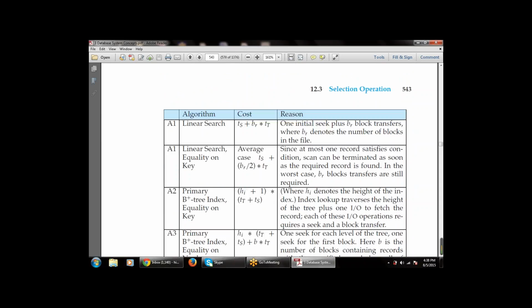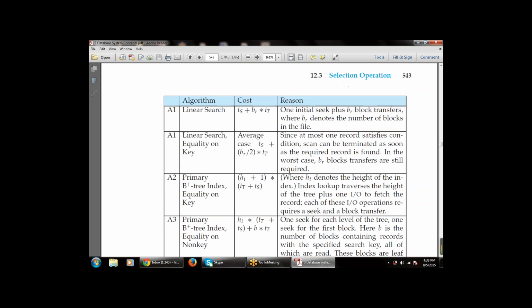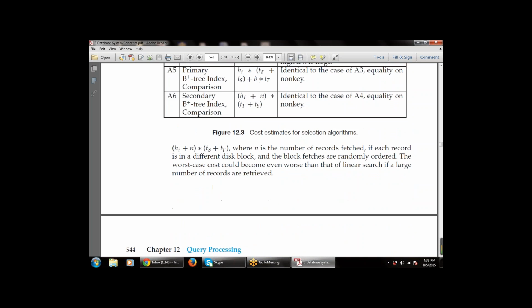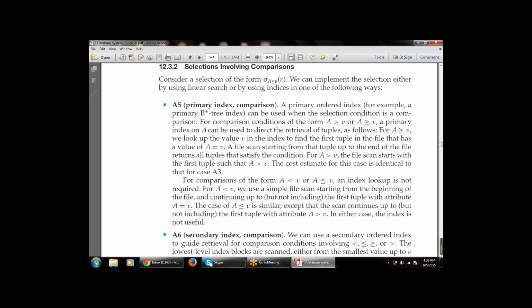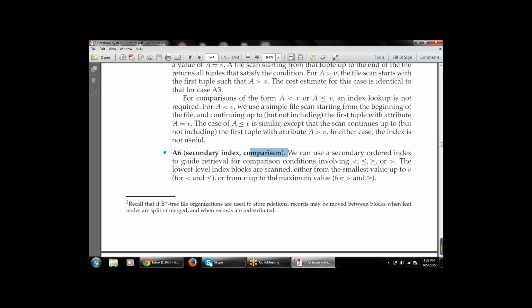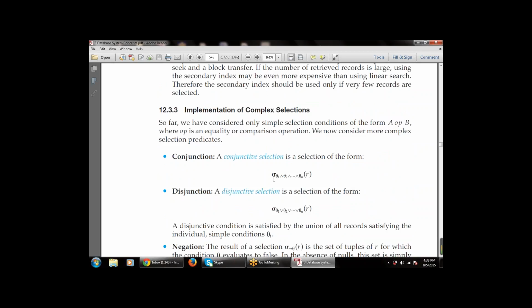This is the table that we have discussed, that is the linear search. This is the average case. This is the primary case, the B plus tree, the secondary index, that is the query processing details. Then selection involving comparison, that is how the comparison operator will be used. This is the comparison operator that will be discussed. Then there is the secondary index and also the comparison.